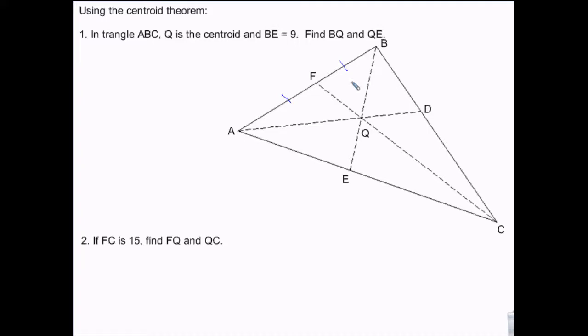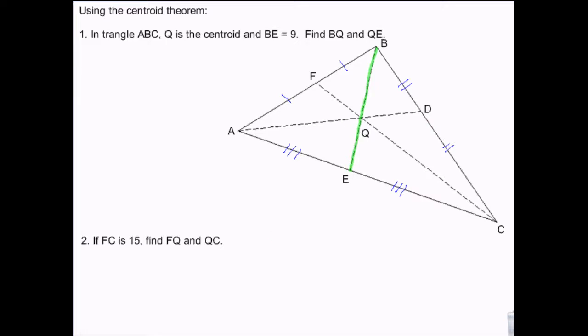And then because we're talking about a centroid, that means these are medians, which means these two lengths are the same, these two lengths are the same, and these two lengths are the same. Yeah, because it's a median, so it's cutting the sides in half. And then we want to find, okay, BE is 9. I just did that example basically. Okay, so BE is this whole length here, BE.